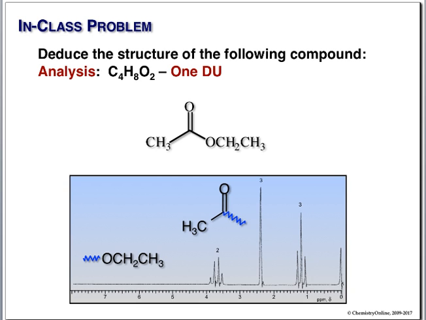Now, wasn't that simple? Now you see, if we had the IR, we wouldn't even have to guess, would we? We'd see a big honking carbonyl peak. We'd know right away this is a carbonyl compound.